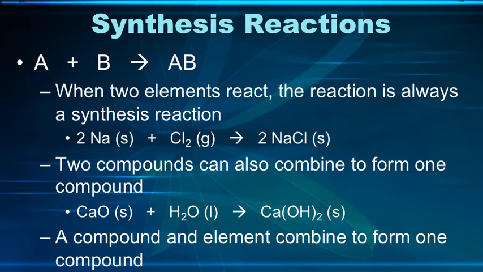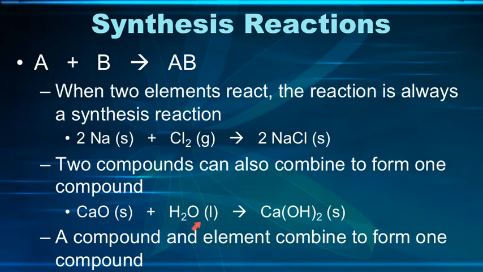We'll start with synthesis. A synthesis reaction is a reaction where you have two or more things reacting to become one thing. A generic formula for this would be element A plus element B yields compound AB. Right, so when two elements react, the reaction is always a synthesis reaction. So say you have sodium reacting with chlorine, making sodium chloride, that would be a synthesis reaction. You have two elements reacting to form a compound. Notice here that diatomic chlorine is still counting as a single element. Okay, we're making one thing from two things.